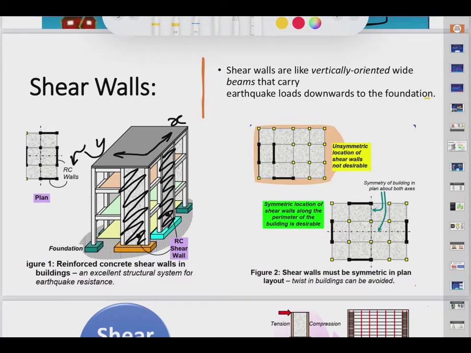Now we don't want our shear walls to be located unsymmetrically. We don't want an unsymmetric location of shear walls. We want them to be located symmetrically. If this is the symmetry axis, then we want them located quite symmetrically in the plan, so that they can resist the lateral load properly.